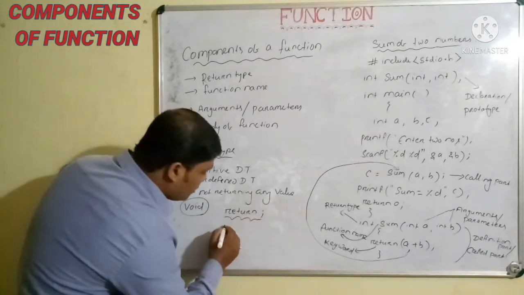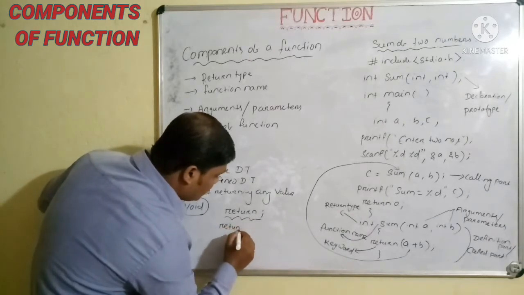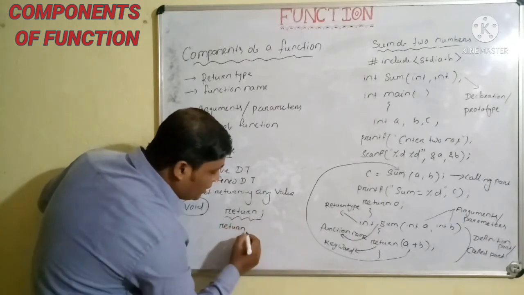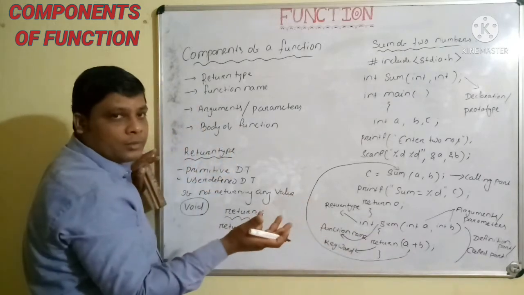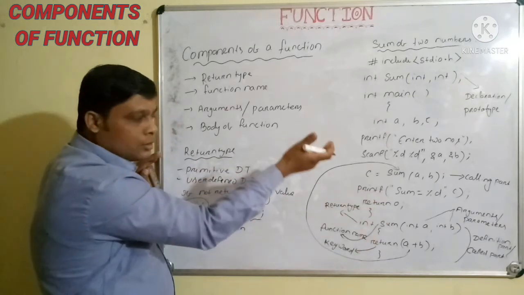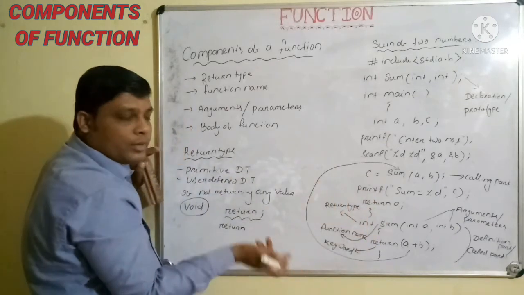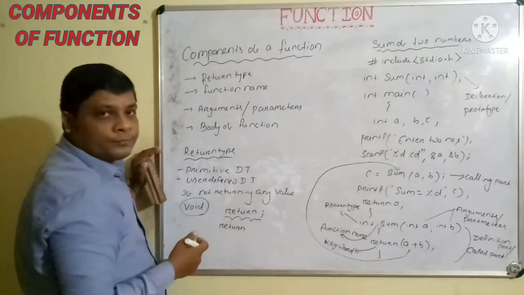If it is returning any integer value, then we have to return that integer variable. Suppose here a plus b, that means the result of a plus b. Suppose a is 5, b is 10, it will return 15. So the return type is integer because we are returning an integer value. A, b are integer type.